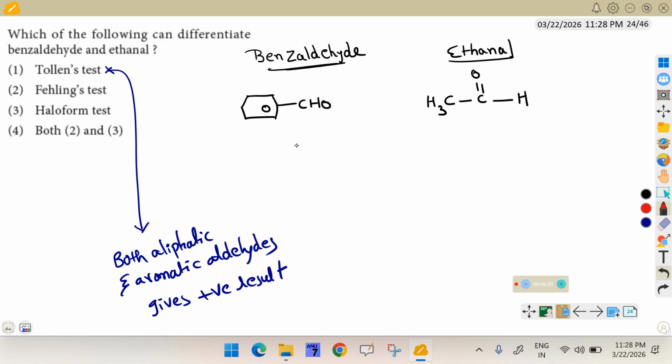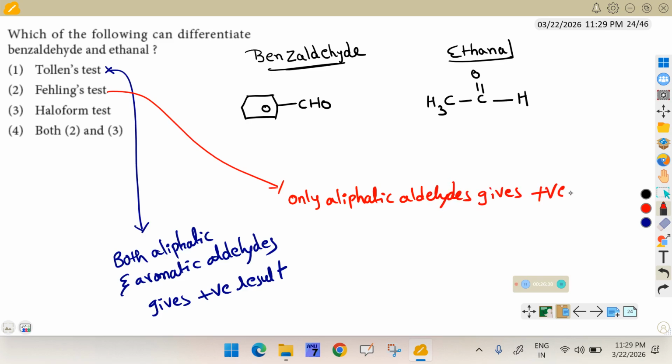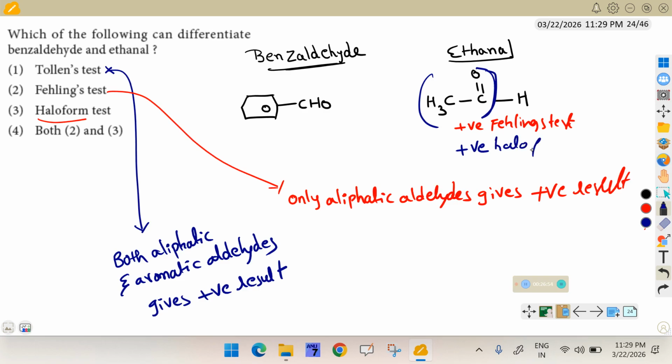Fehling's reagent: only aliphatic aldehydes give a positive Fehling's test. Haloform test: yes, it gives the haloform test also, because the CH3C=O group is present. That's the reason it gives a positive haloform test. So the correct answer is both 2 and 3.